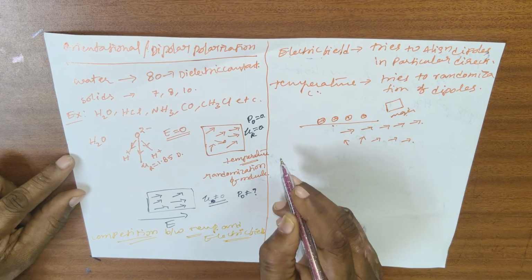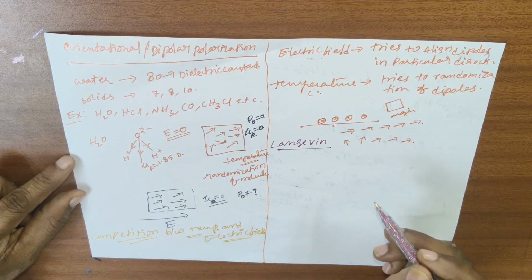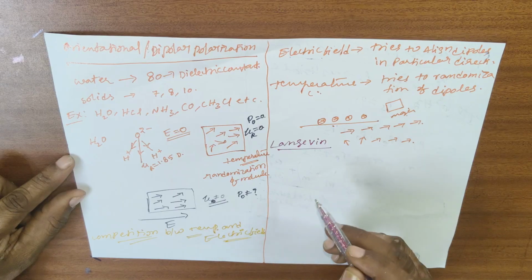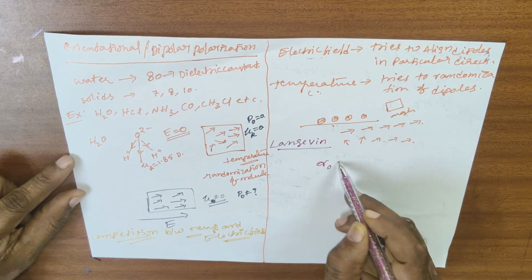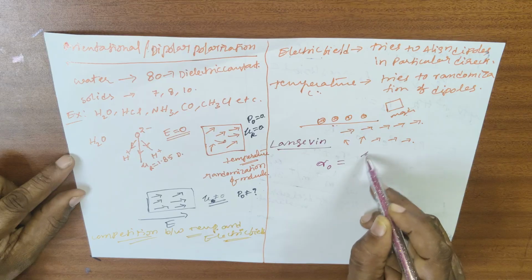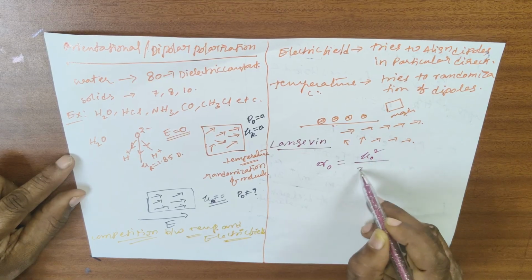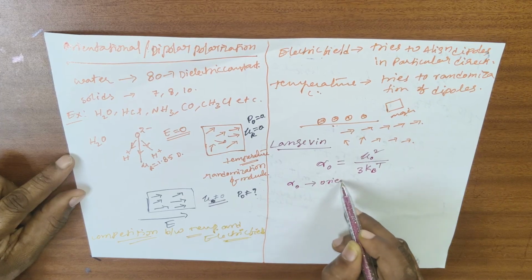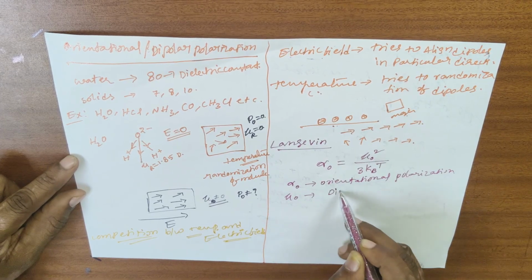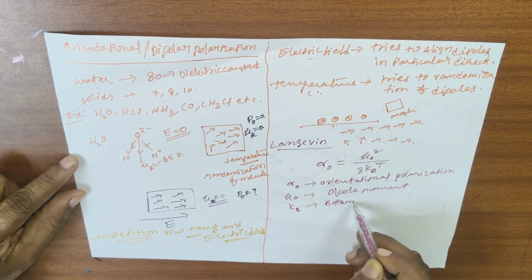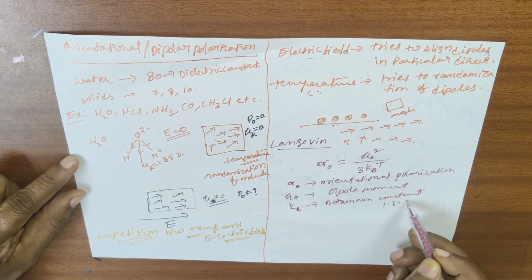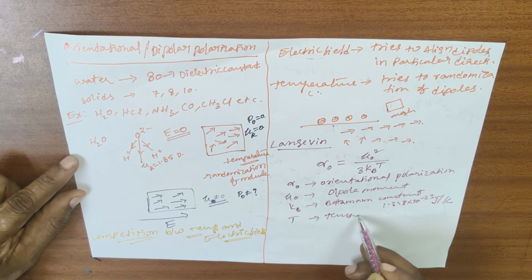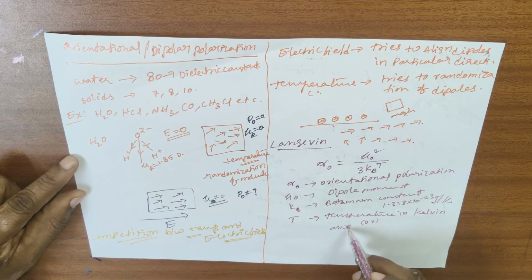The scientist Langevin analyzed this competition between temperature and electric field. He gave a mathematical relation: the orientational polarizability alpha naught is equal to mu naught square divided by 3 kB T. Here alpha naught is the orientational polarizability, mu naught is the dipole moment, kB is the Boltzmann constant, 1.38 into 10 power minus 23 joule per Kelvin, and T is the temperature in Kelvin, or absolute temperature.